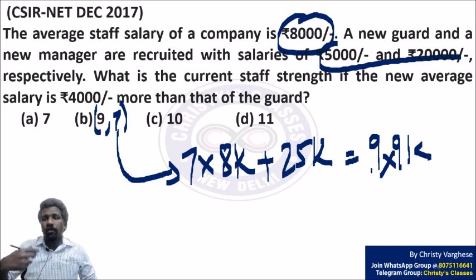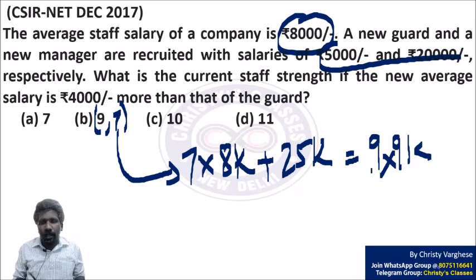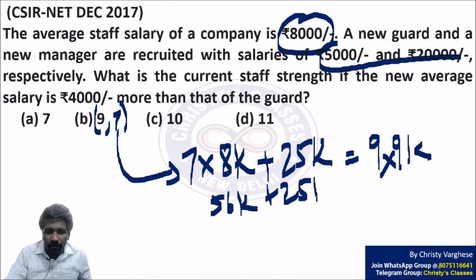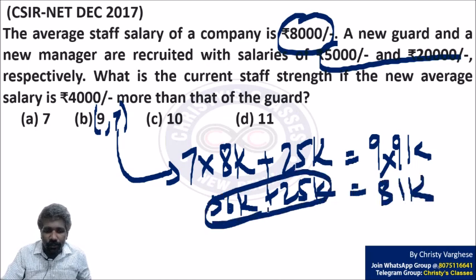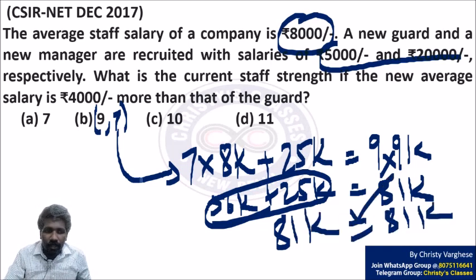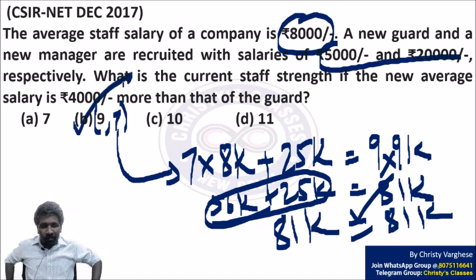If you don't want to write 0, 0, 0 all the time, just put k there and cancel the k as such, because that is not going to matter at all. 7 into 8k is what? 56k. 56k plus 25k is equal to 81k. Left hand side is 81k, right hand side is also 81,000. Satisfying the condition, so option B is the answer.